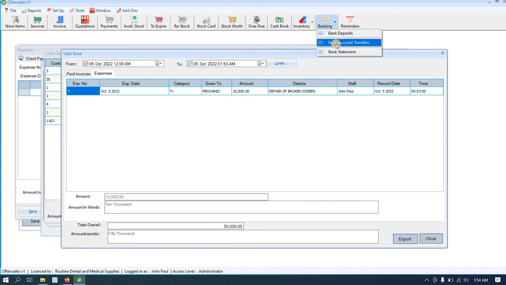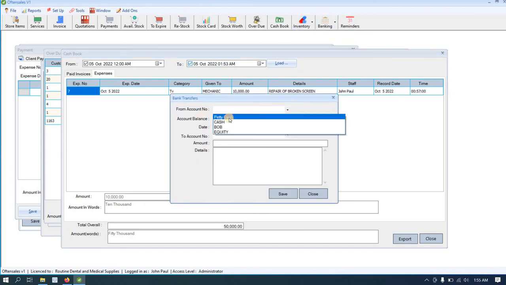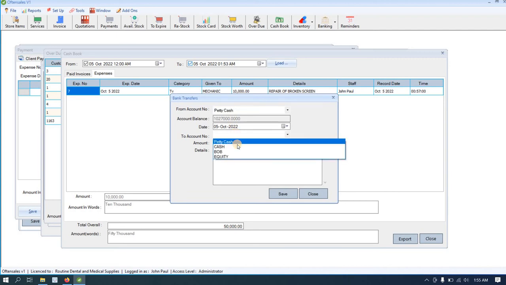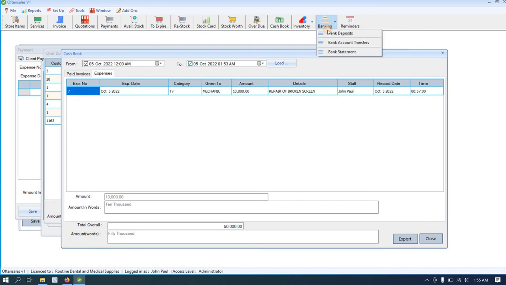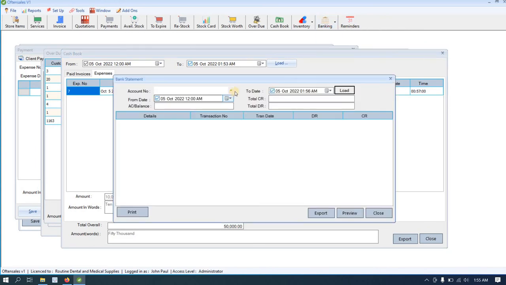And in case you need to transfer money, maybe let's say from the petty cash account, and we want to bank it to Bank of Baroda, you just do an account transfer, put how much and the details for the transfer, so the money moves from the petty cash account to the bank, and you also physically move the money into the bank. So the statement will also show you how that particular account has been doing in any particular period of time. And it's also a printable report.